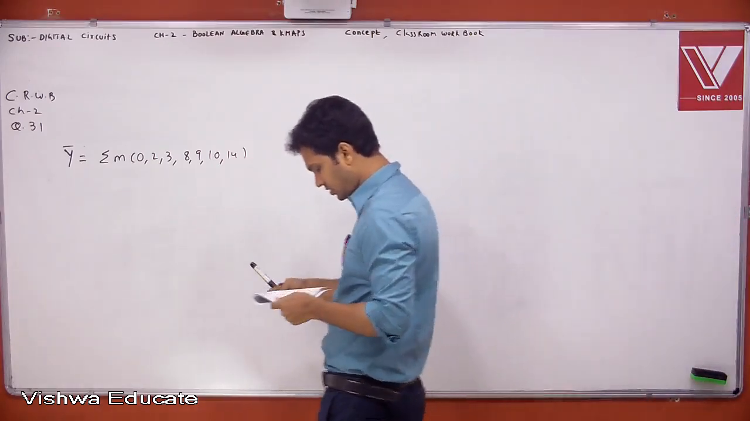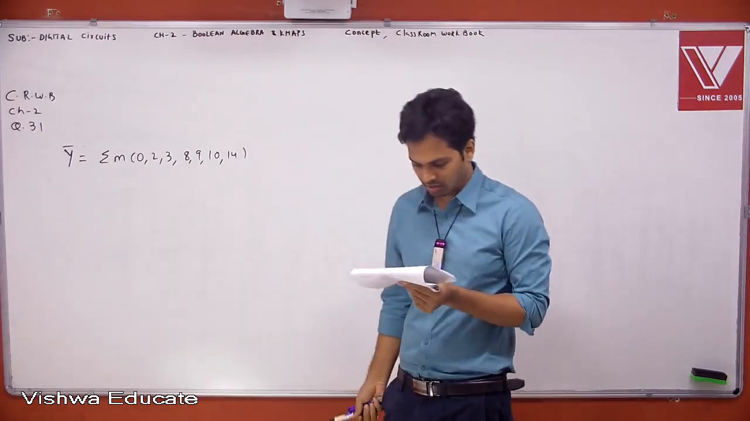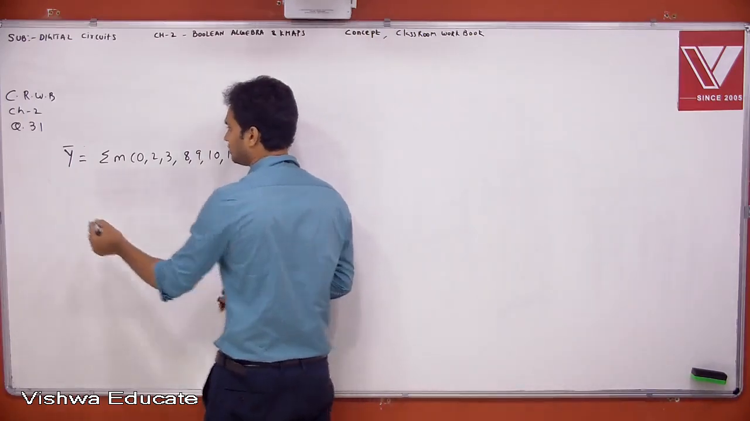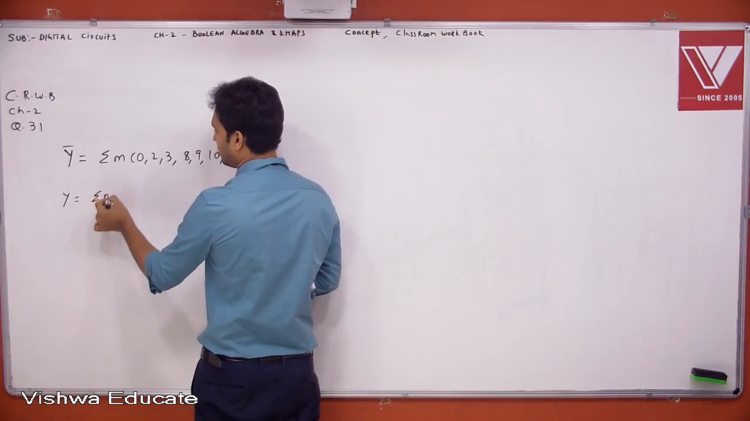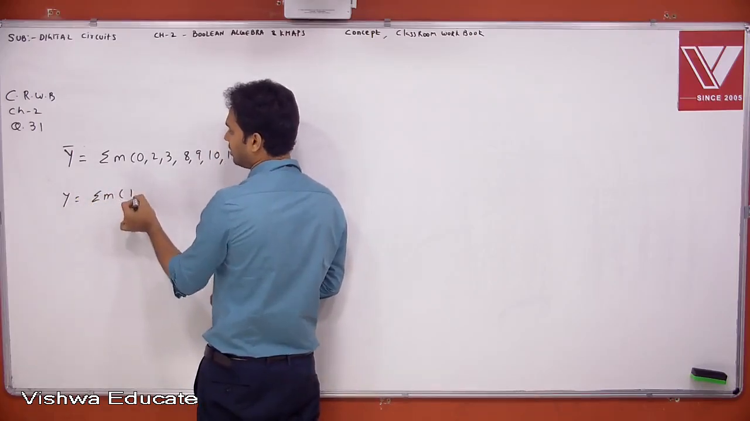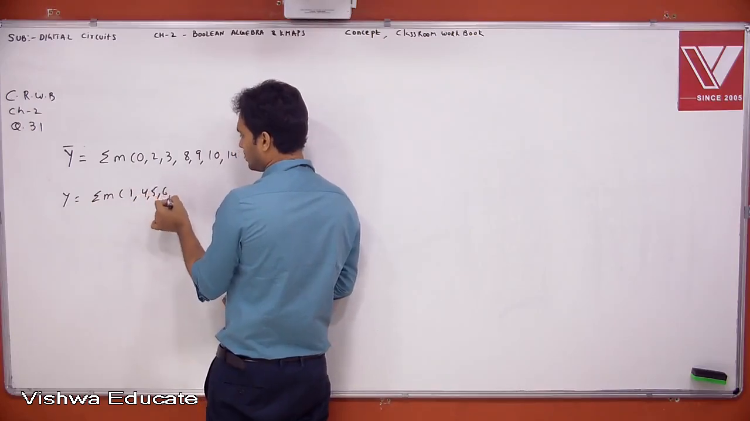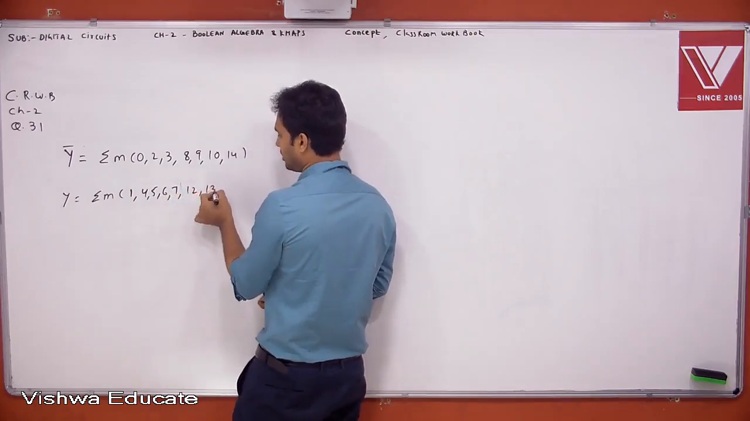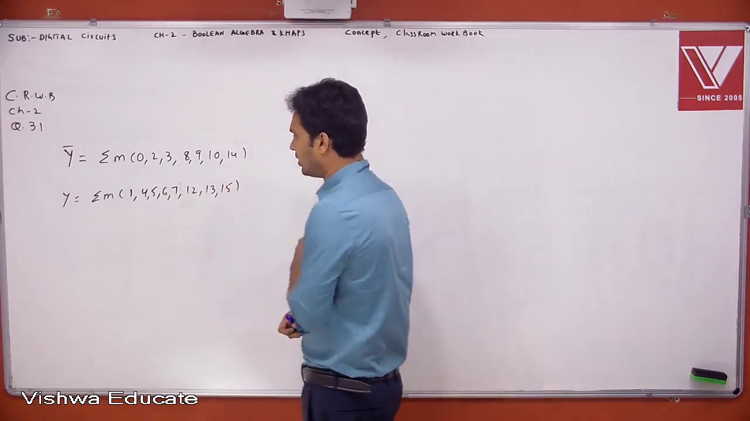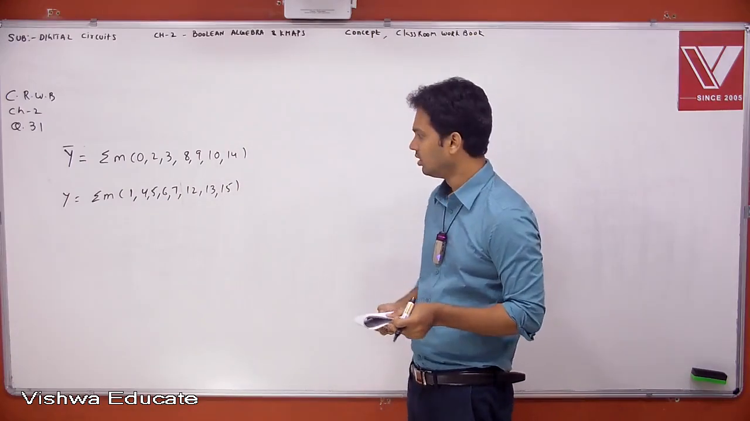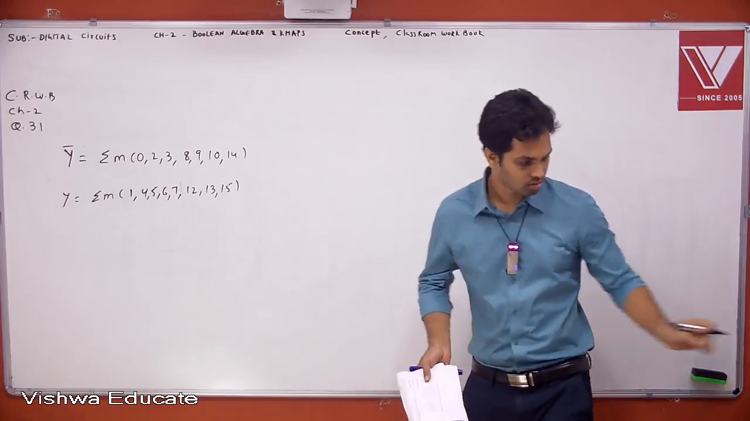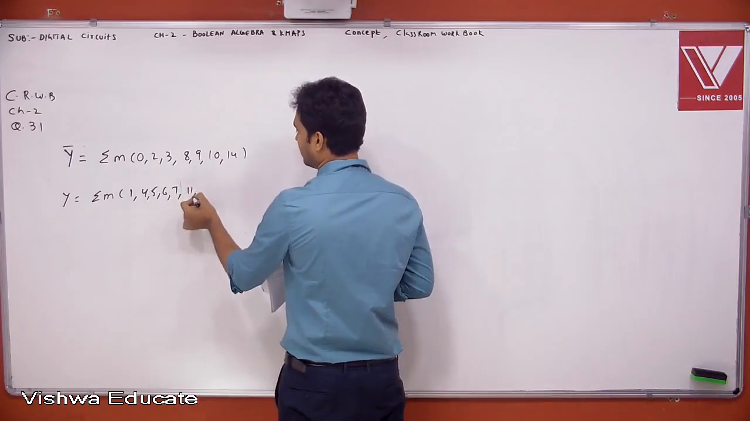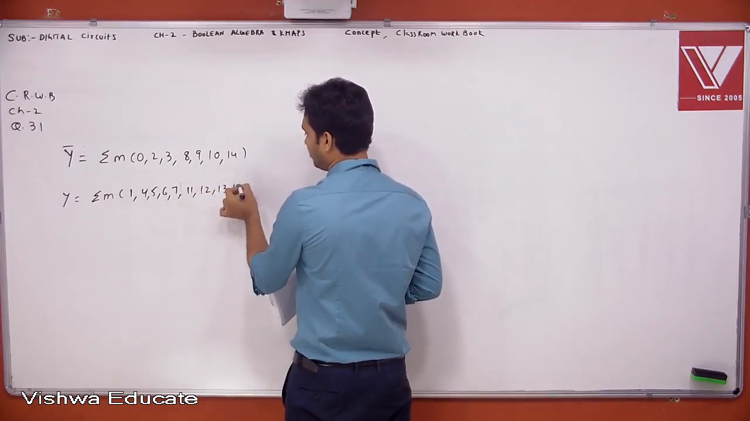What is the first question in this? Enter the logical values in the K-map for the output y. He has given y bar is equal to this. Then what is y? Y equal to sigma m of 1, 4, 5, 6, 7, 11 also, I am sorry. 1, 4, 5, 6, 7, 11, 12, 13 and 15.